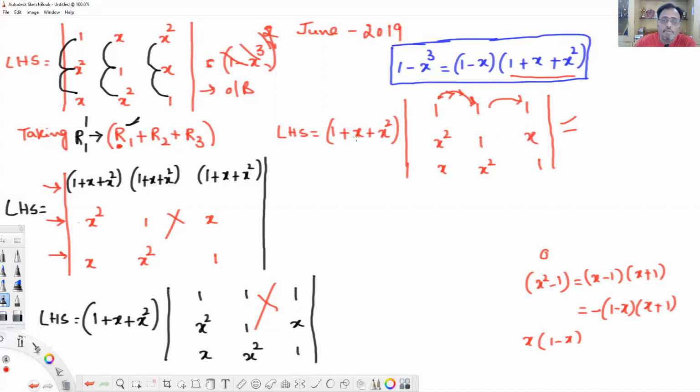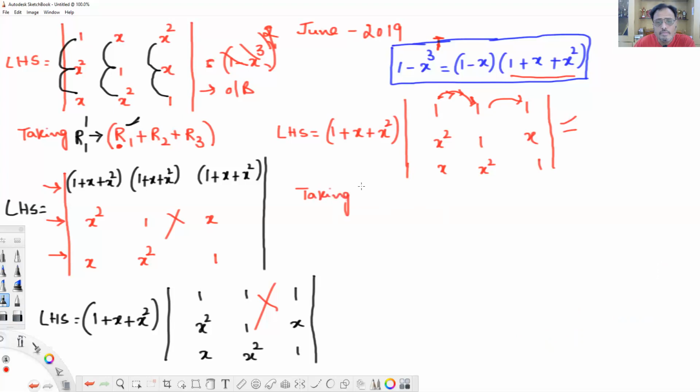So therefore, because here you see 1 minus x cube, to form this 1 minus x cube, 1 minus x must be a common factor. So for that reason, which operation am I going to do now? We'll see how it is once again. So taking multiple operations, I'm doing C1 minus C2, and C2 minus C3.